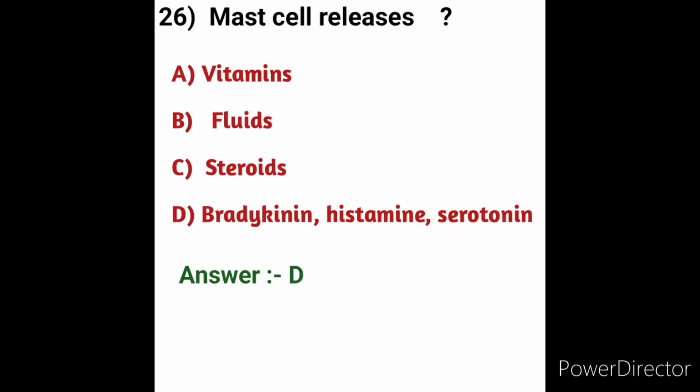Mast cell releases: Option A, vitamins. Option B, fluids. Option C, steroids. And option D, bradykinin, histamine and serotonin.